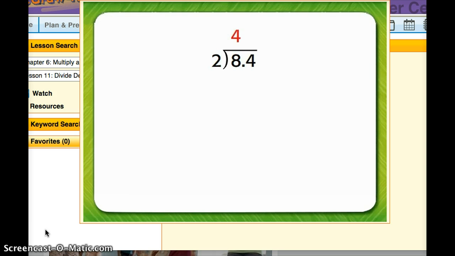To find how long each piece will be, we need to divide 8 4/10 by 2. 2 will go into 8 4 times. 8 minus 8 equals 0. Now bring down the 4. Place the decimal point directly above the decimal point of the dividend. 2 goes into 4 2 times. 4 minus 4 equals 0. So 8 4/10 divided by 2 equals 4 2/10. Each piece of ribbon will be 4 2/10 meters long.